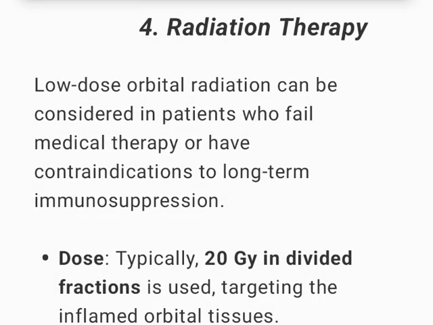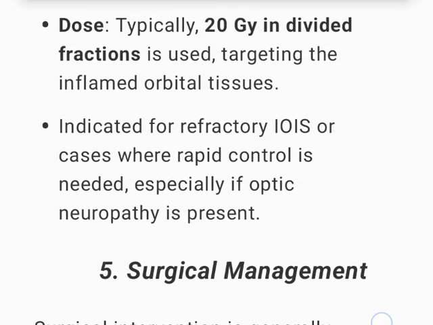4. Radiation therapy. Low-dose orbital radiation can be considered in patients who fail medical therapy or have contraindications to long-term immunosuppression. Dose: typically 20 Gy in divided fractions is used, targeting the inflamed orbital tissues. Indicated for refractory IOIS or cases where rapid control is needed, especially if optic neuropathy is present.